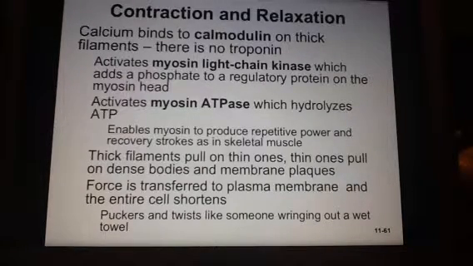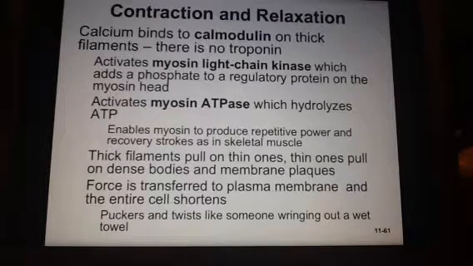So the calcium here binds to thick filaments. There's no troponin, and it activates the myosin kinase, which adds a phosphate to the protein on the head of the myosin, and then that hydrolyzes the ATP, or causes the ATP to break apart. The thick filaments pull on the thin ones, and the thin ones pull on the dense bodies or the membranes. So it's a little bit different than what we see in skeletal muscle. The force is transferred to the cell membrane, and the entire cell shortens.